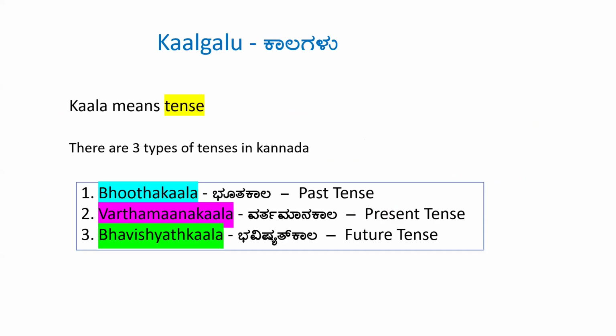Kaalagalu. Kala means tense. In English, you have present tense, past tense, future tense. So the tense in Kannada is called Kala. There are three types of tenses in Kannada: Bhuta Kala, Vartamana Kala, and Bhavishyat Kala. Bhuta Kala means past tense. Vartamana Kala means present tense. Bhavishyat Kala means future tense.